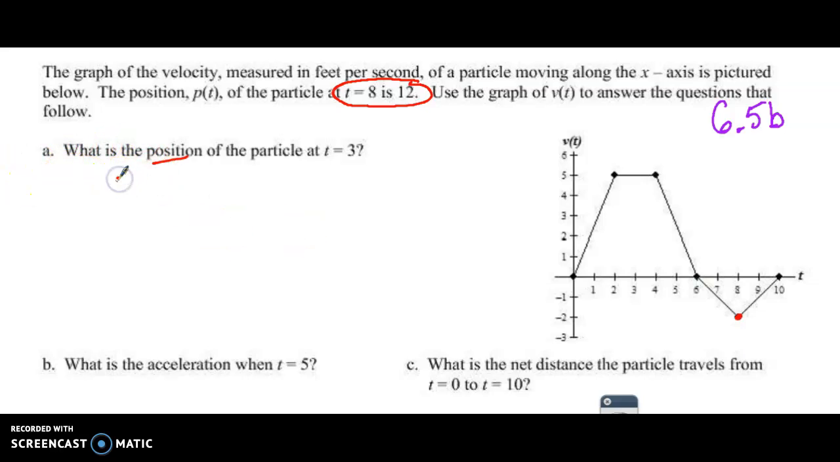backwards, so to speak, of saying, oh, well, if we do p of 8 plus the integral from 8 to 3 of v of t dt, that will give me the answer for p of 3. Now, this is how I do it. You don't have to do the problem my way, because for some of you, it might make more sense to go from 3 to 8.